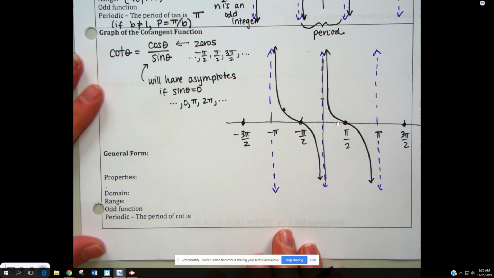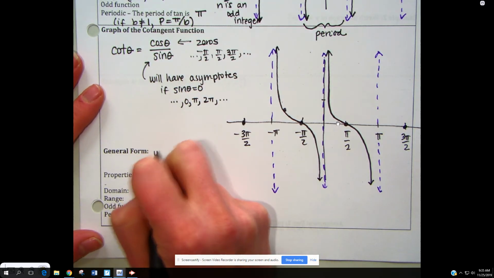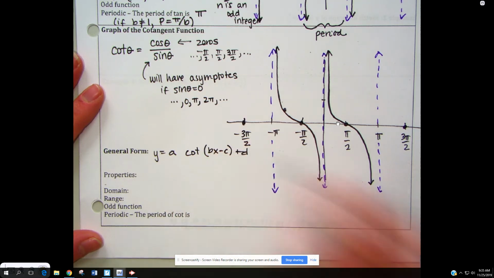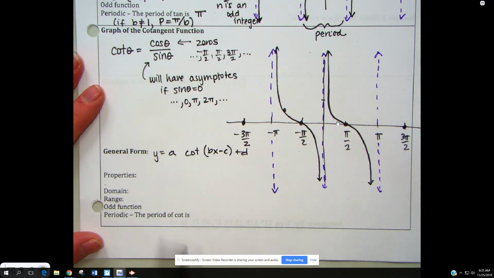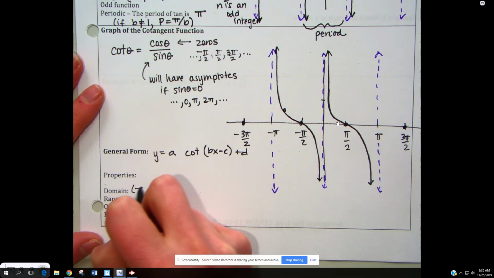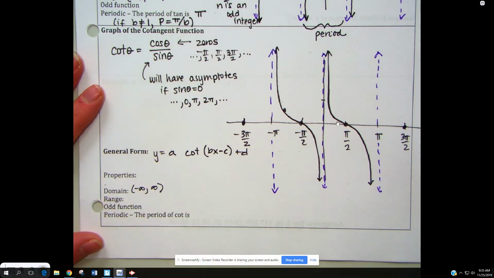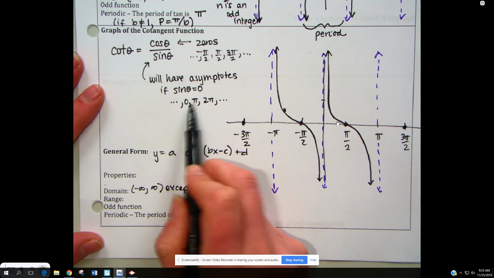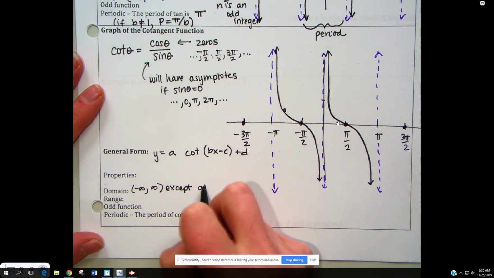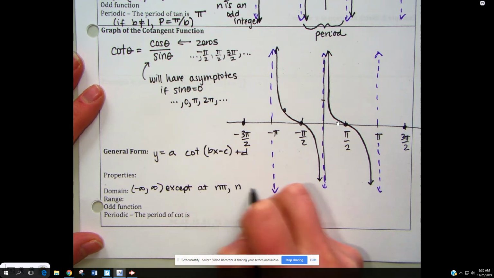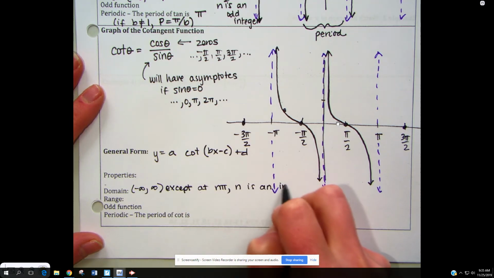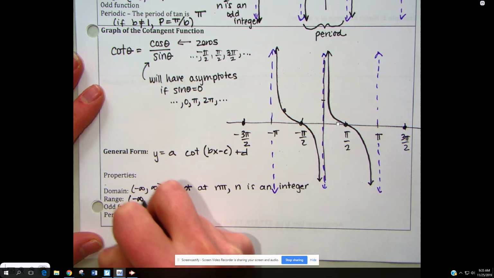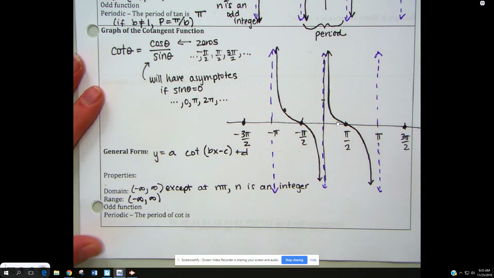The general form is the same as what we had above. So we have y equals a cotan(bx minus c) plus d. The domain, similar, right? It's all real numbers, except for the infinite number of exceptions. And this time, the asymptotes happened at those whole number multiples of pi, at n pi, where n is an integer. And the range, though, is all real numbers. There's no y value you could never take.